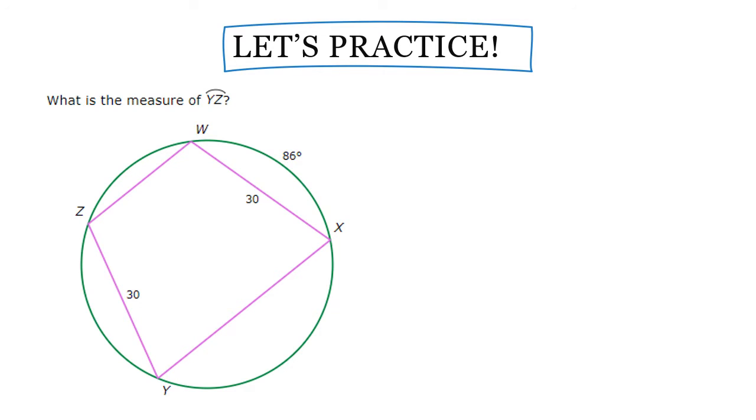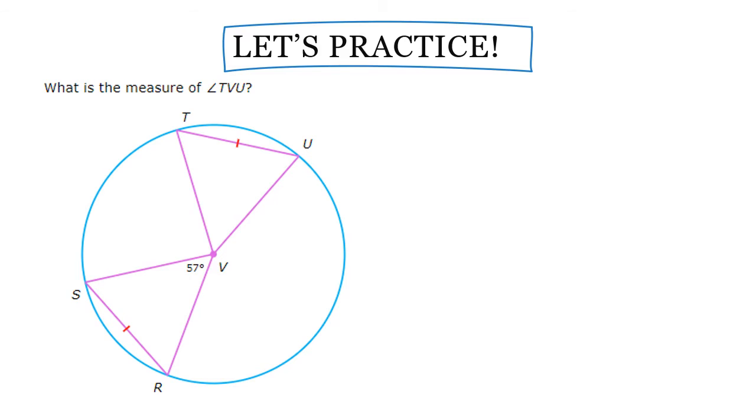So what does this look like in practice? Here's an example. What is the measure of the arc YZ? Okay, so the arc YZ is going to be right here, and I noticed that I've got two chords and they're both the same measure. They're both 30. So I know I can use the theorem from before, and this arc measure is going to have to be the same as this one. So my answer here is 86 degrees.